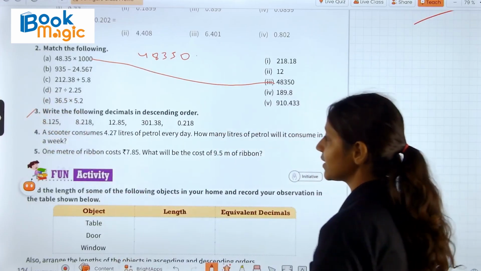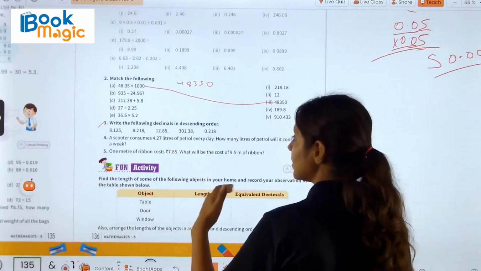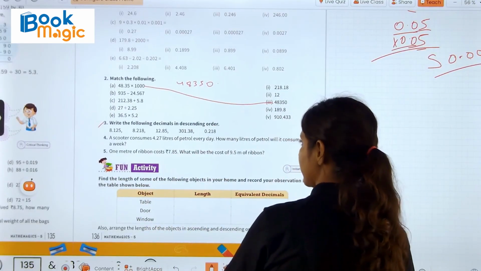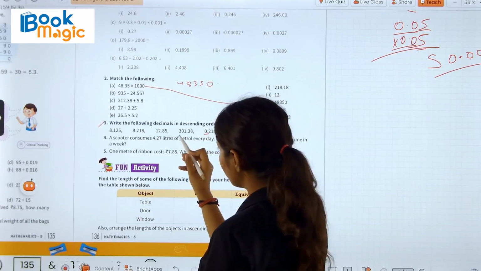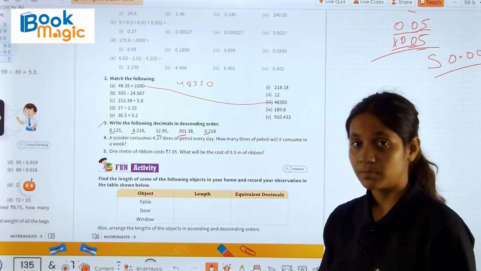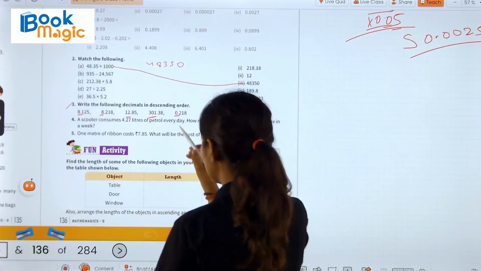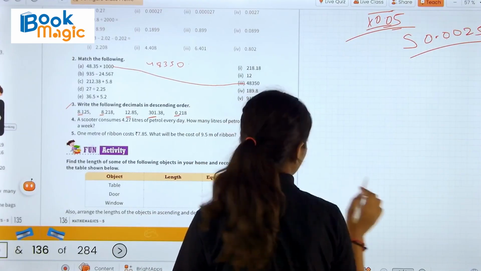Then we have question number 3. Write the following decimals in descending order. We know what descending order means. Firstly the bigger number, then the smaller, then the smaller, and the smaller. We can see the whole number part and we can judge them. Only these two have the same whole number, and the rest have different whole numbers. So we can see 0.218 is the smallest number. We can write it here.